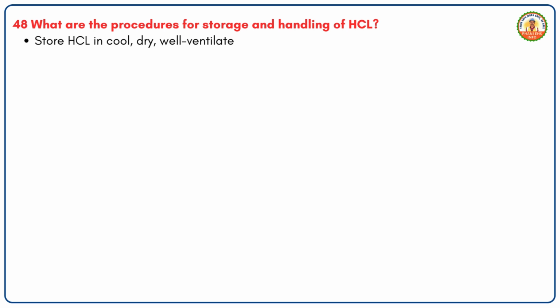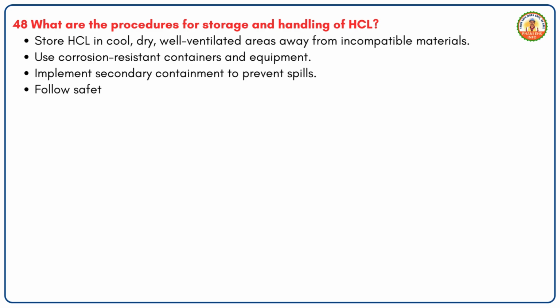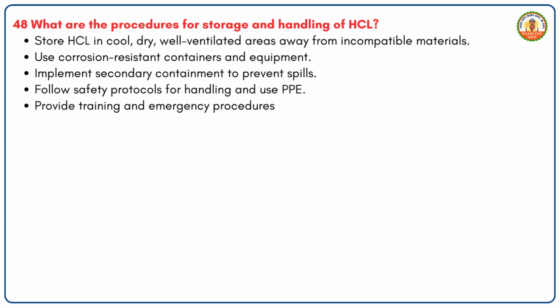48. What are the procedures for storage and handling of HCl? Store HCl in cool, dry, well-ventilated areas away from incompatible materials. Use corrosion-resistant containers and equipment. Implement secondary containment to prevent spills. Follow safety protocols for handling and use PPE. Provide training and emergency procedures for accidental releases.